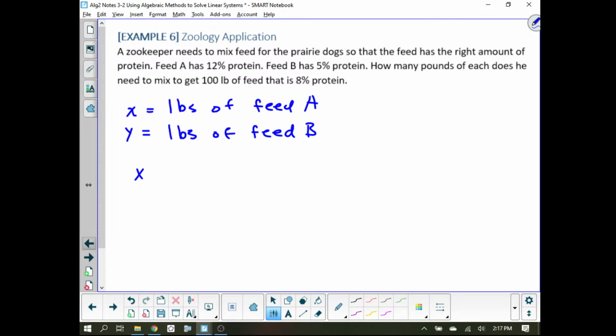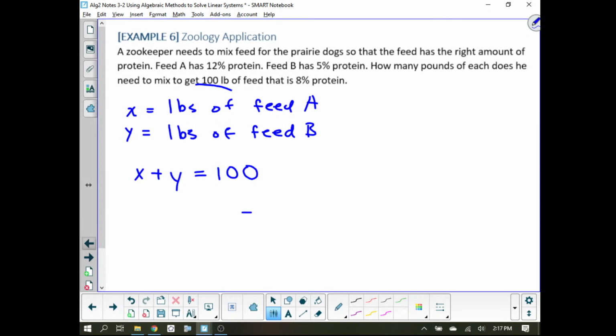The easy equation is X plus Y has to equal what? If I add the two feeds together, I'm getting how much total feed? 100. Pounds of feed A plus pounds of feed B has to be 100. It said to mix 100 pounds of feed. The second equation's messier. It has to do with the protein.